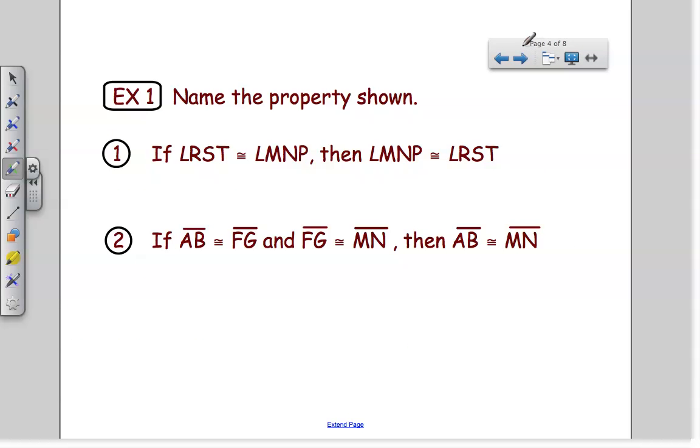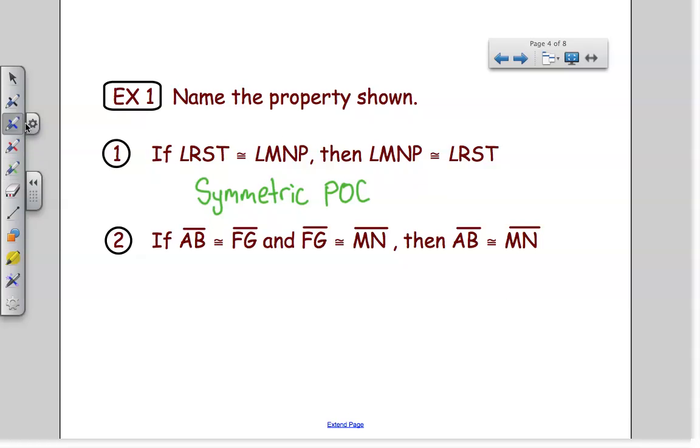Quick example with that then, name the properties shown. If you knew that angle RST was congruent to angle MNP, then angle MNP is congruent to angle RST. Notice what happened here is we switched the order that they were written with the congruent sign, and that is your symmetric property, because you're thinking symmetry, so you're thinking flip the way they were written. And again, instead of POE, it's POC, property of congruency, because we're doing congruent signs between.